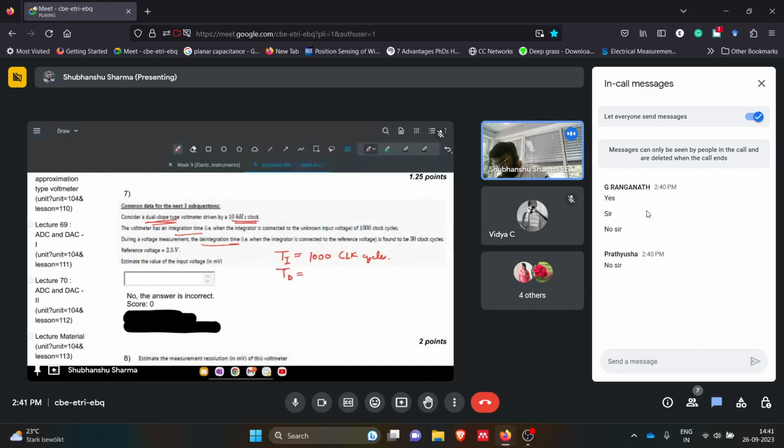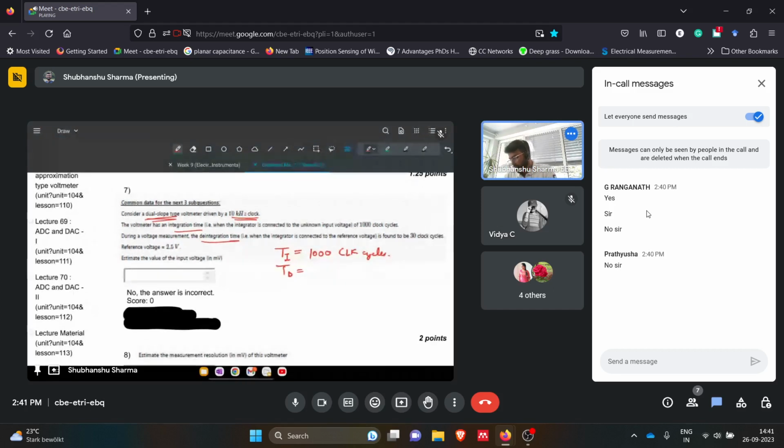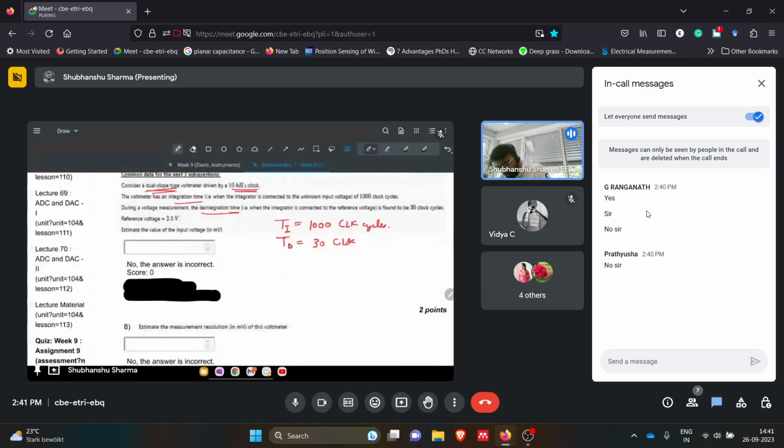So yeah, following the question, the de-integration time TD is 30 clock cycles. As you have read, first it integrates, then it deintegrates. So we have this TD, that is the deintegration time, and then we have this TI, which is the integration time. This one, okay.